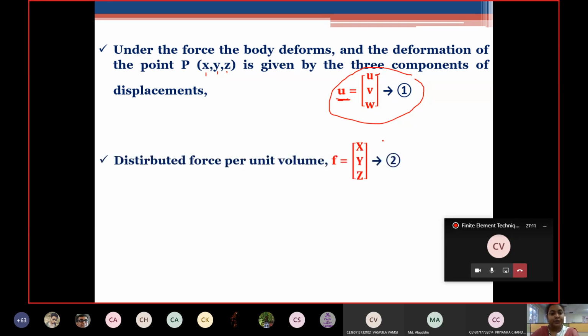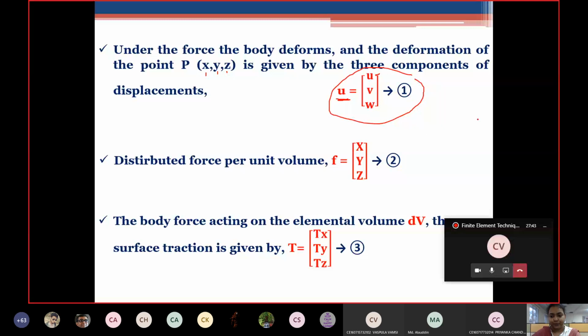Second, distributed force per unit volume, that is body force. We can call this body force also. We are taking that as equation number 2, which is F equal to x, y and z. All these are in matrix forms. I clearly insisted that when we are going into FEM, we are going to consider matrix type of analysis.